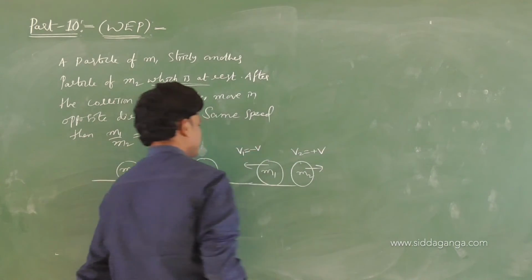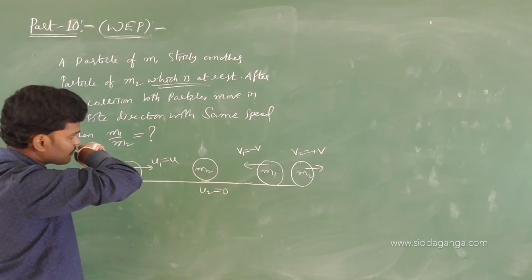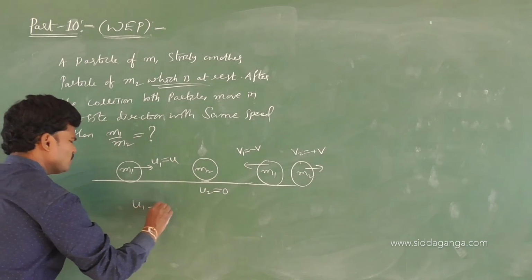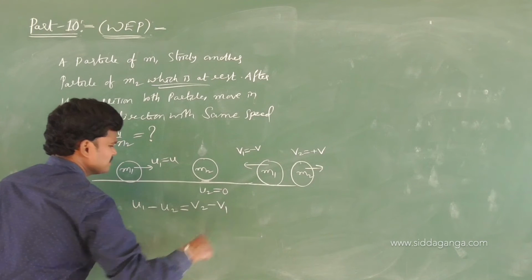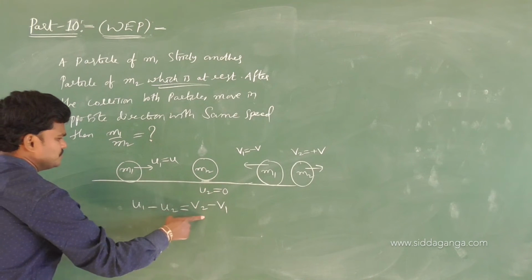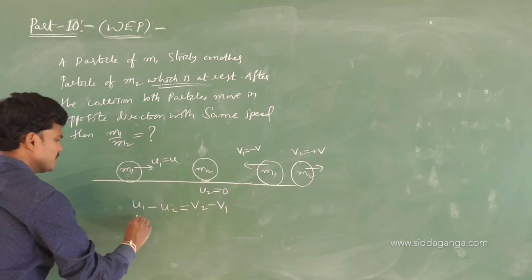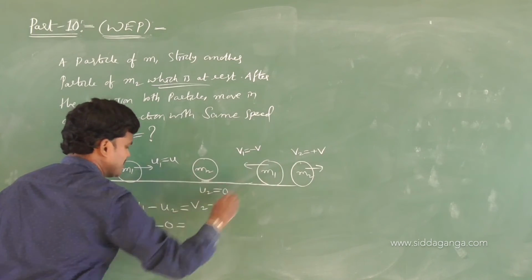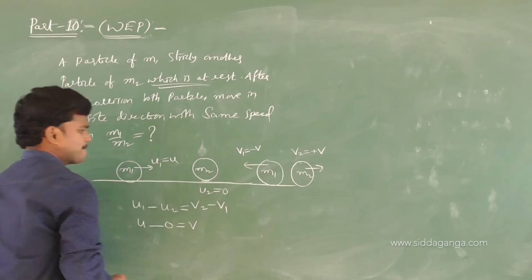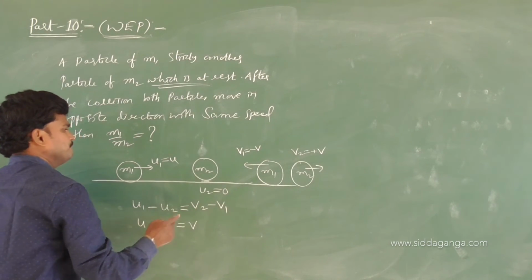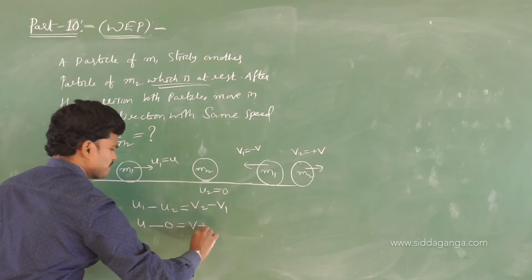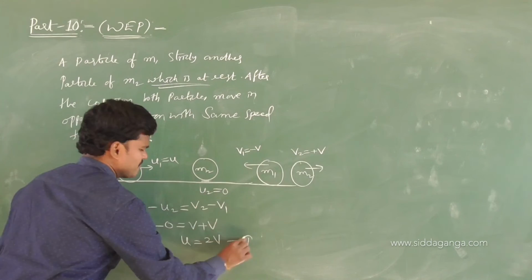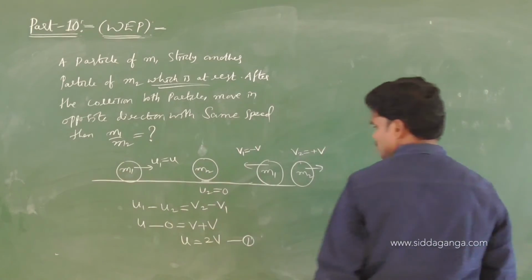Then let us use the conditions here. What is our regular formula? We know u1 minus u2 is equal to v2 minus v1. What is u2? 0. u1 is u, u2 is 0, v2 is plus v, v1 is minus v, minus of this minus, plus v. So u is 2v. Keep this as equation 1: u is 2v.